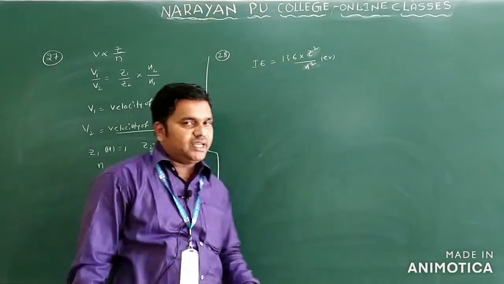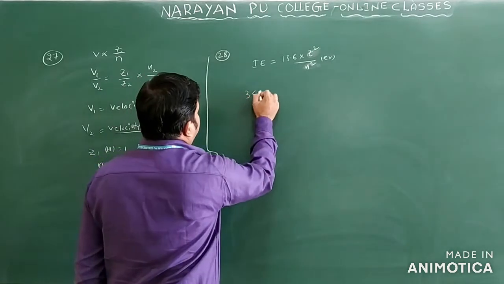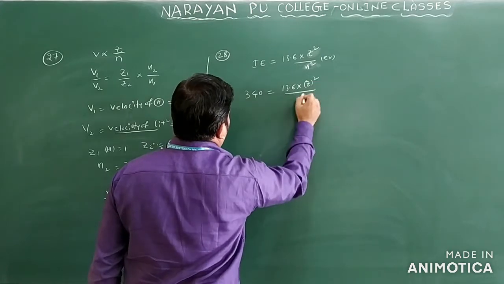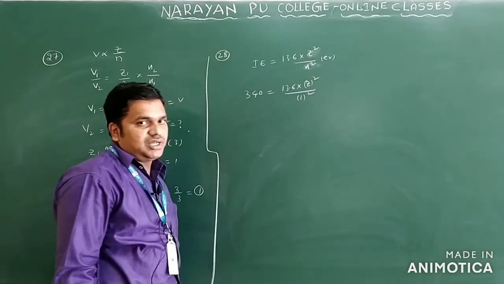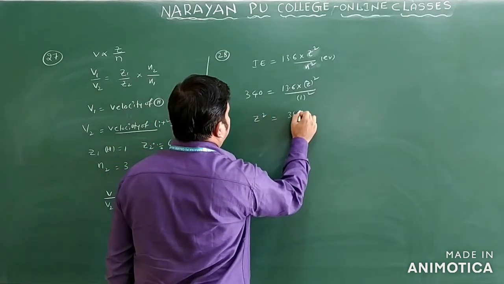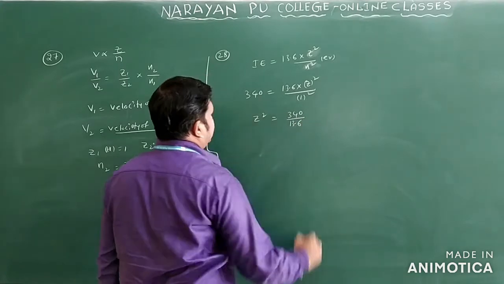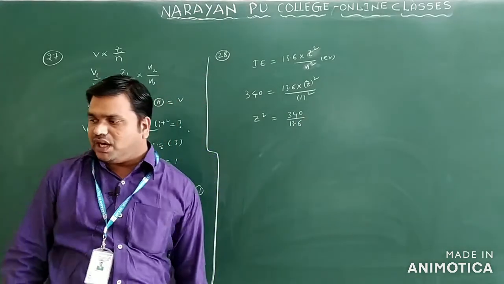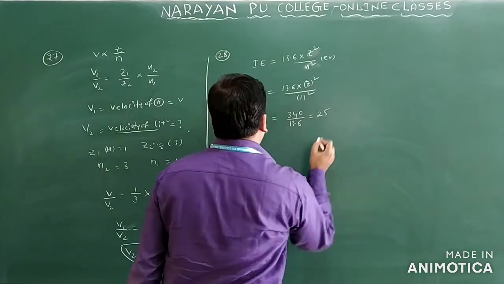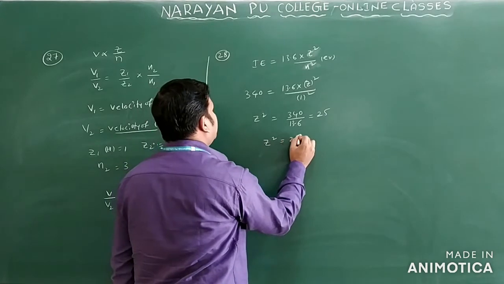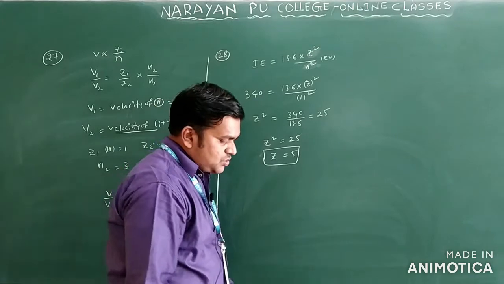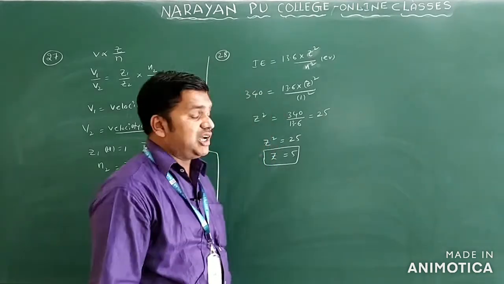The ionization energy is already given, how much? 340 volts only. This 340 is equal to 13.6 into Z² by n², and you will write the n value for the first orbit. So Z² is equal to 340 by 13.6 only. What is the value of 340 by 13.6? You will get approximately 25 only. Z² is equal to 25. So Z is equal to what now? 5. Here we got the atomic number 5.